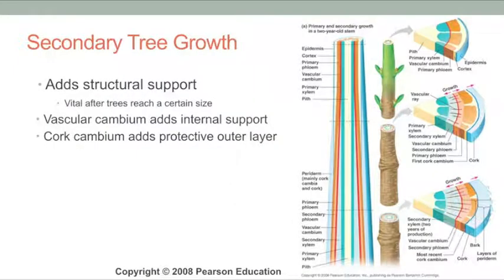Secondary growth adds structural support to large trees, and this is vital for supporting the often extreme weight of the crown. This process produces the characteristic tree rings on tree trunks. The cork cambium produces an outer layer that helps to protect the tree.